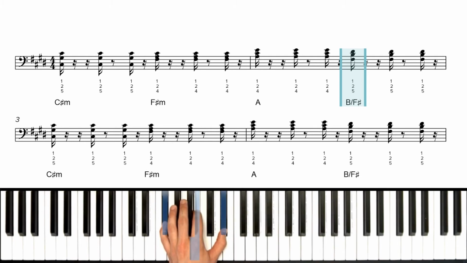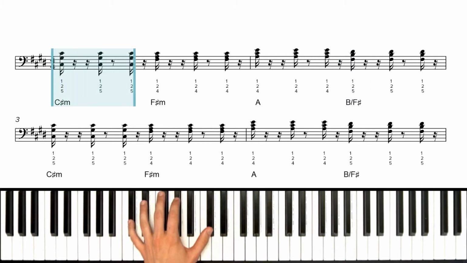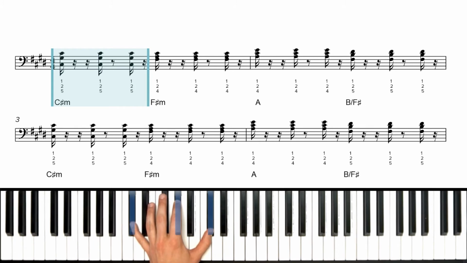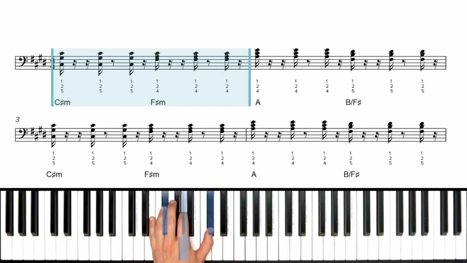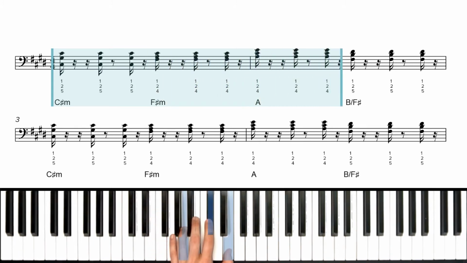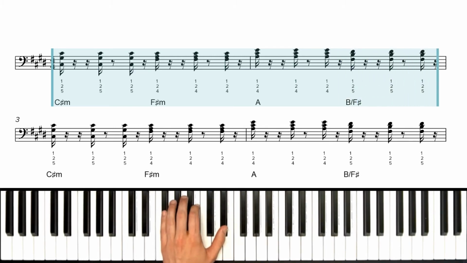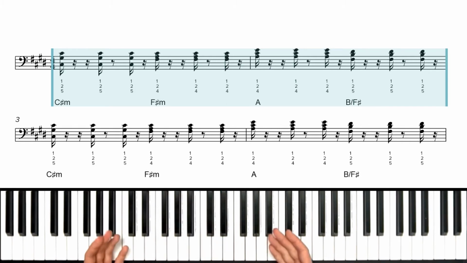So let's play through each one of those chords in order. We've got C sharp minor, F sharp minor, A major, and then sliding our hand back towards the back of the keys, B over F sharp. So those are our 4 chords.